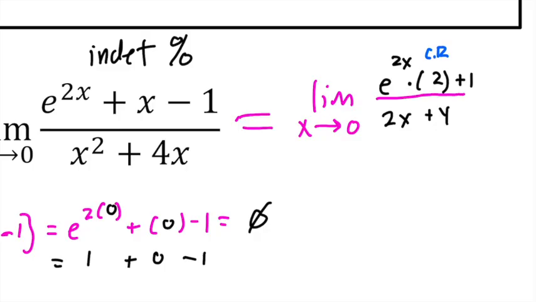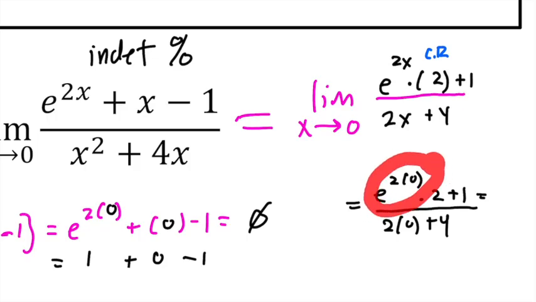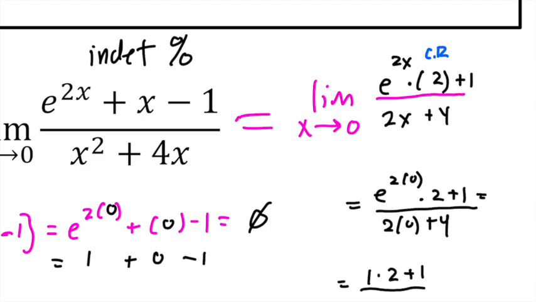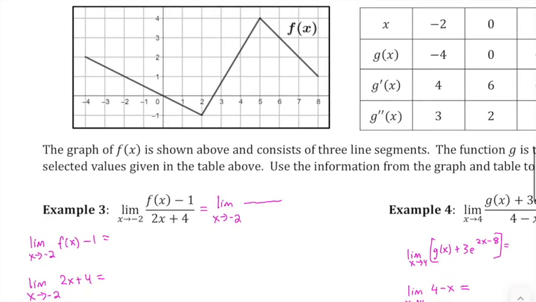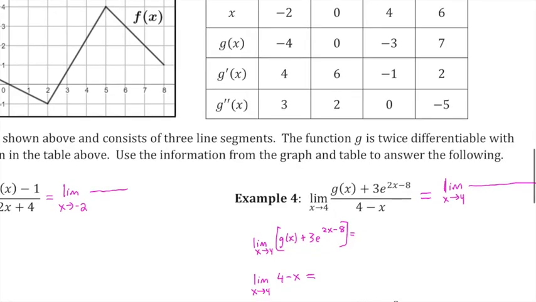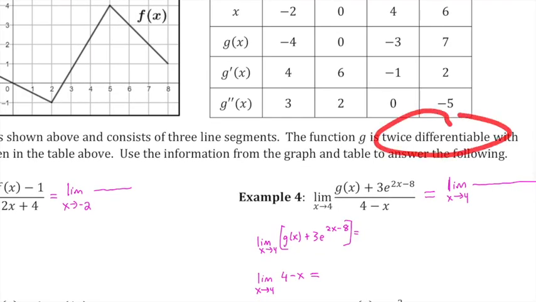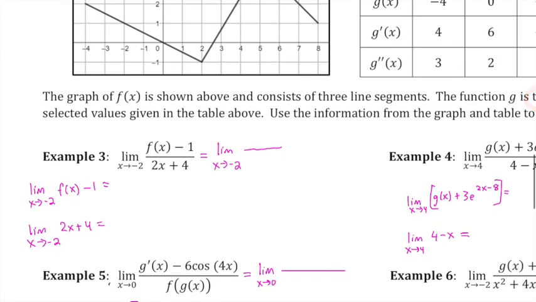And now we can plug in 0. So e to the 2 times 0 is 1 times 2, and then plus 1. That's going to give me 3 on top, and on the bottom, it's just 4. And there is my limit. So we'll move on to example 3 and 4. Basically, we're going to use this table and this graph to find the limits, technically. It does say that they're twice differentiable, which is part of the requirement of the theorem.